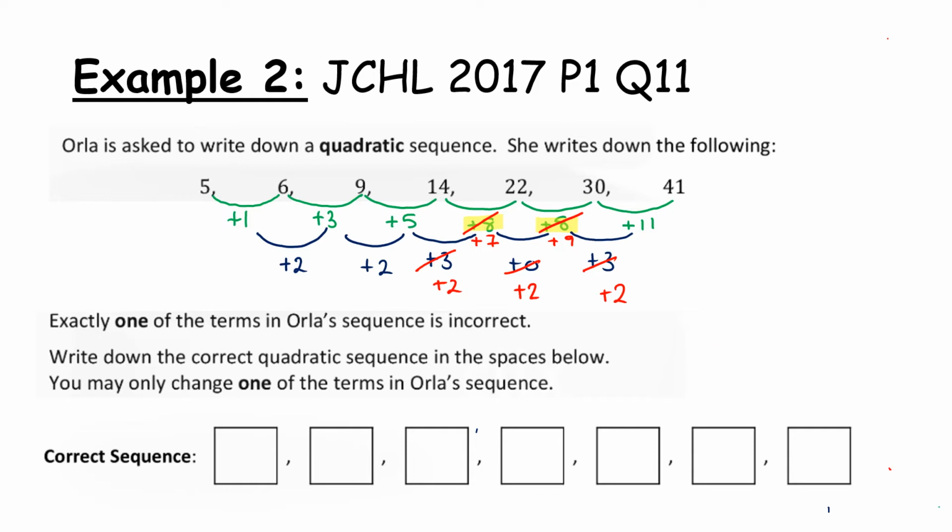But basically then, the one that's causing all my problems is my 22. So 14 plus 7, that should get me 21. 21 to 30 does give me the plus 9, which is correct. And then plus 9 to plus 11 gives me plus 2. So by simply changing that one term to 21, it creates the correct quadratic sequence. So you might be able to see that straight off. You might have to do a bit of work with that.